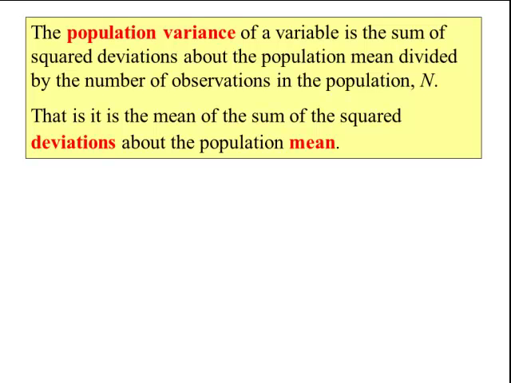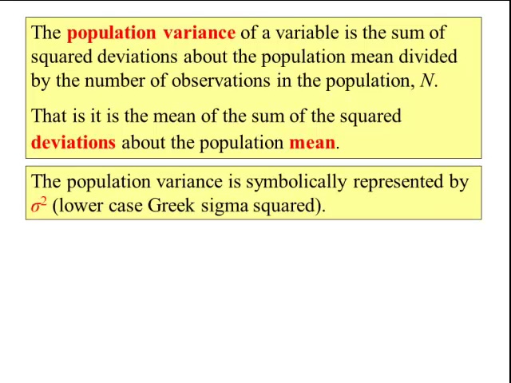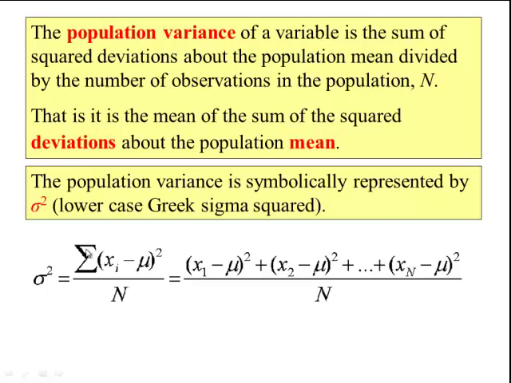How far are they away from the mean? The question maybe becomes, why do you square them? Well, we'll get to that. Now, the population variance is represented by lowercase sigma squared, and this is the symbol. Here's the formula. Again, this means sum, so you take each value, subtract the mean, you square it, add them all up, and then divide by how many you have. So it is the square deviations about the mean.